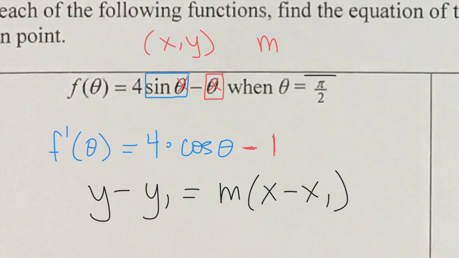we know our x term, right? Here's your x. This is your angle that we're talking about. So that's your x value. That's pi over 2. How do we find the y value that goes along with pi over 2? Well, we plug pi over 2 into your original equation. Okay? That's how we do it. So if we want to find the y value at pi over 2, that's 4 times the sine at pi over 2 minus pi over 2.